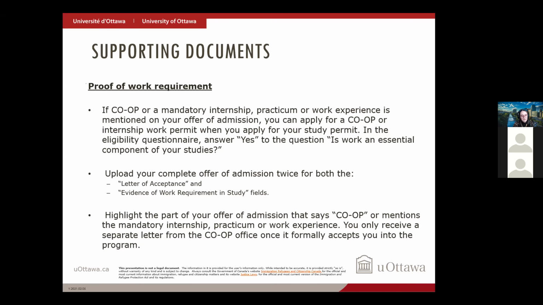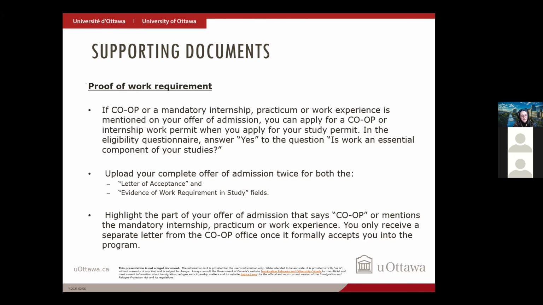What you would have to do is when you're doing the eligibility questionnaire, which we will go over soon, there'll be a question that says, is work an essential component of your studies? And if you answer yes, then that means there's going to be an extra document added to your document checklist, which is evidence of work requirement in study. And then you'll basically be uploading your complete offer of admission twice. You're going to be putting it in that letter of acceptance section, and you're going to be putting it in the evidence of work requirement in study fields.